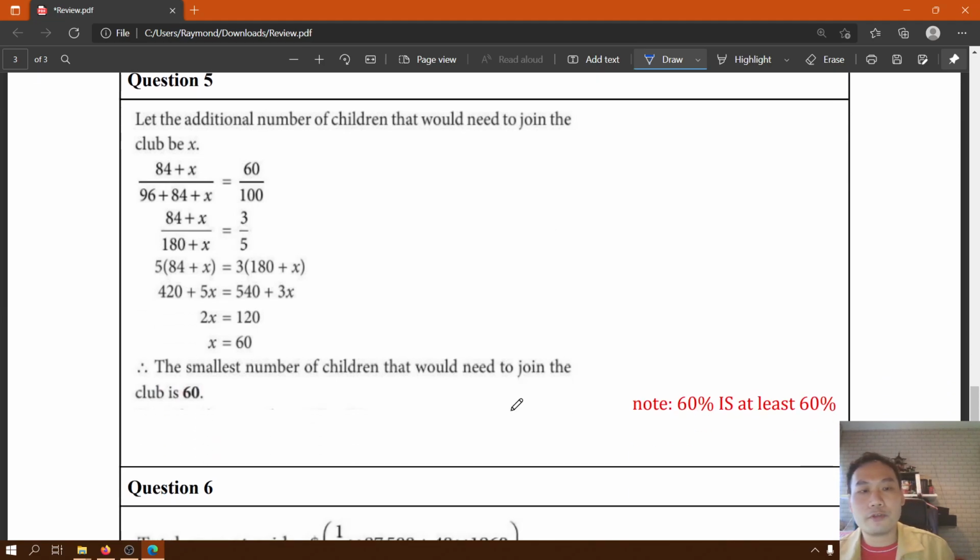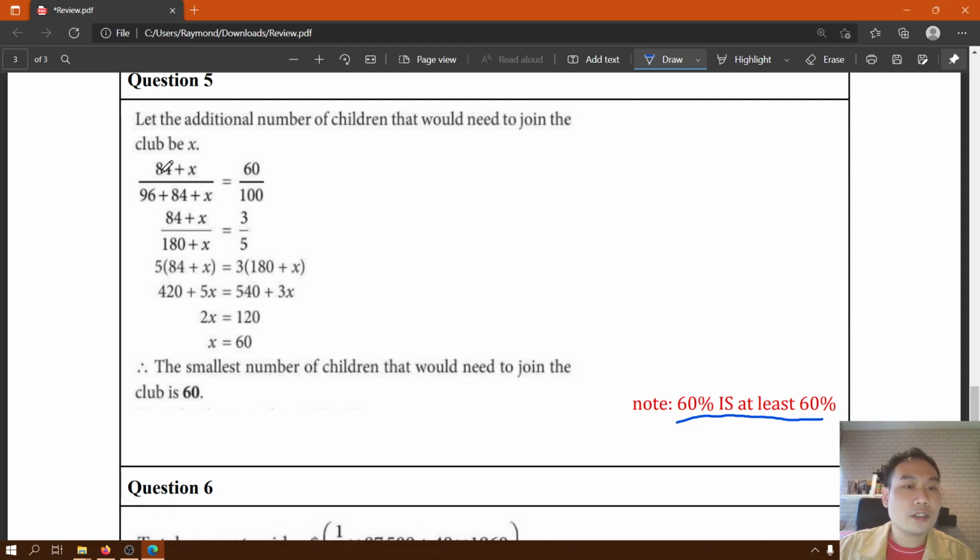Question number 5, the question says that we have 84 children, and then the total number of people currently is 96 plus 84. We want to add some children, right? So that the percentage over here is 60%, at least 60%. So one thing we need to note is that 60% is at least 60%. So the minimum number of x will make this exactly 60, right? So we don't have to worry too much.